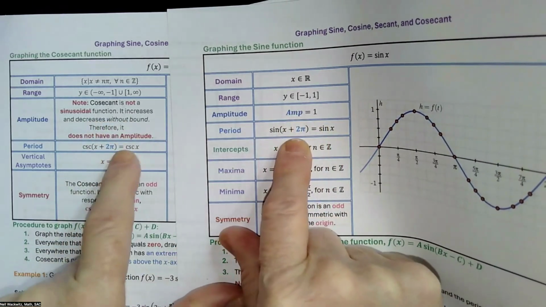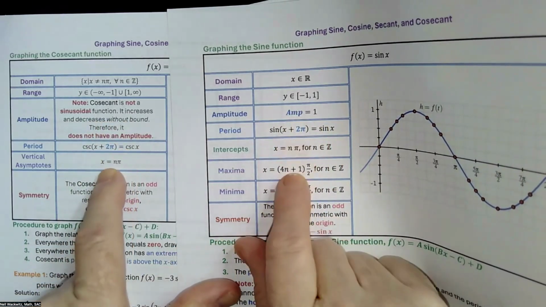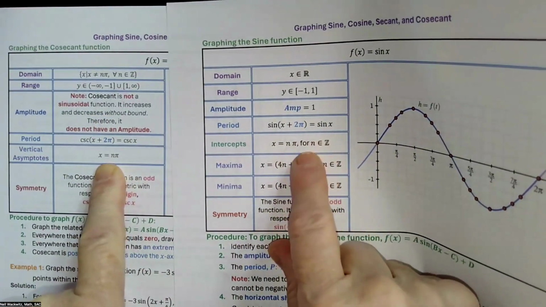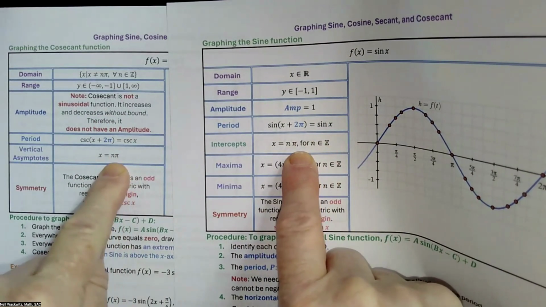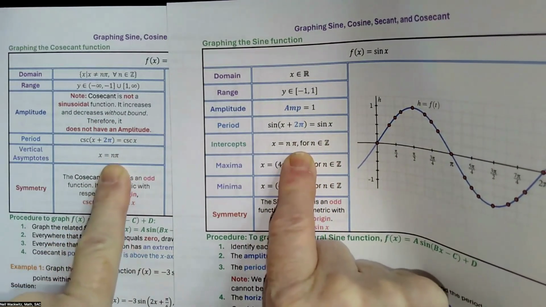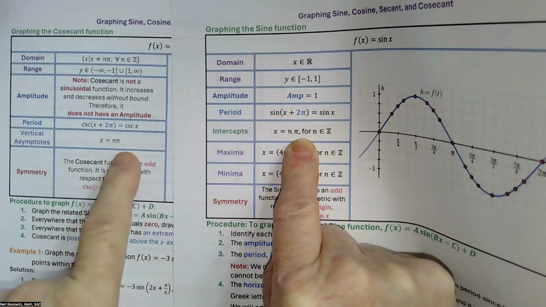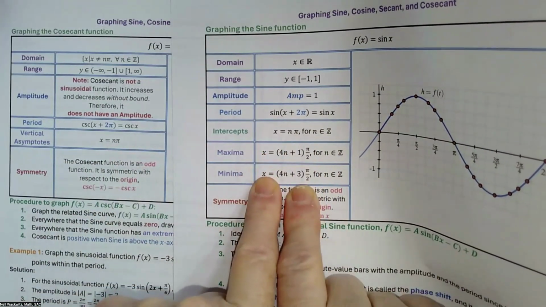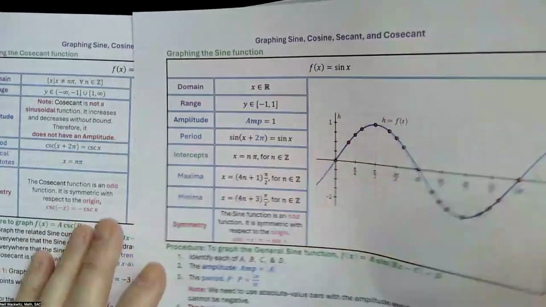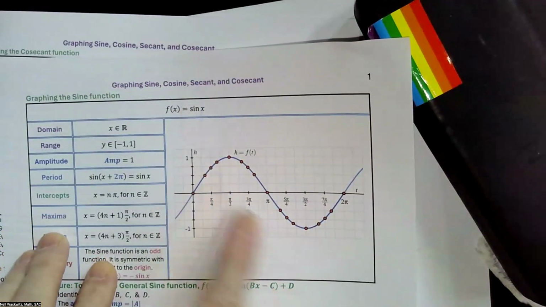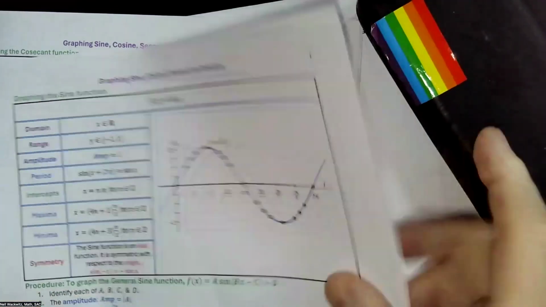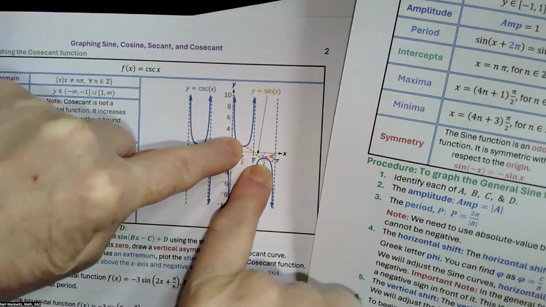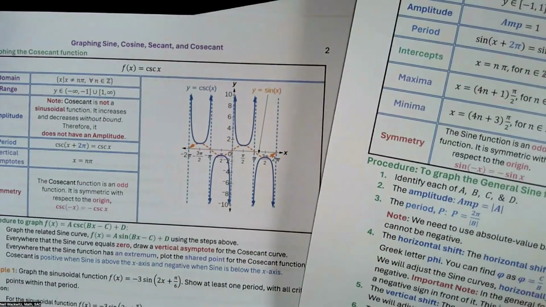The period is still 2 pi. And it doesn't have intercepts anymore, but the intercepts for sine give us the vertical asymptotes for cosecant. And the maxima and the minima match up. So the points at the max and the min of sine and cosecant match. So we've got shared points.